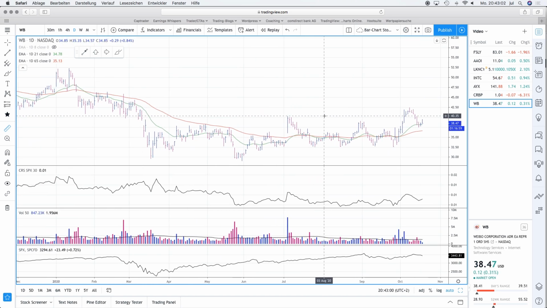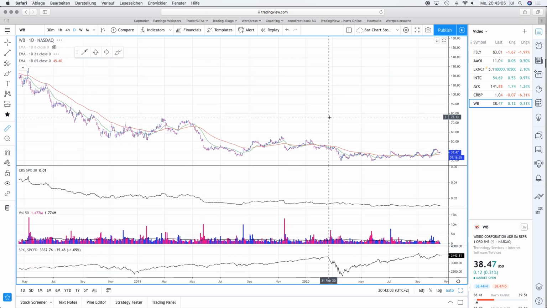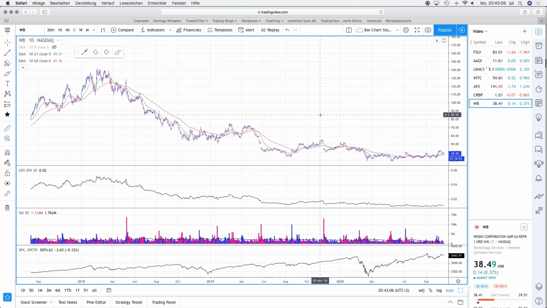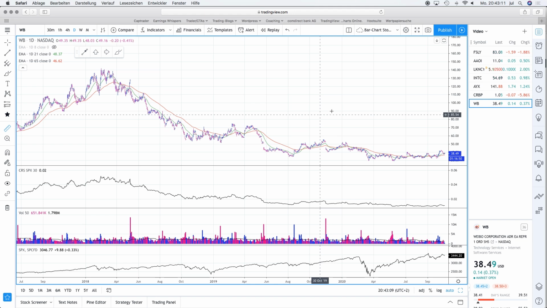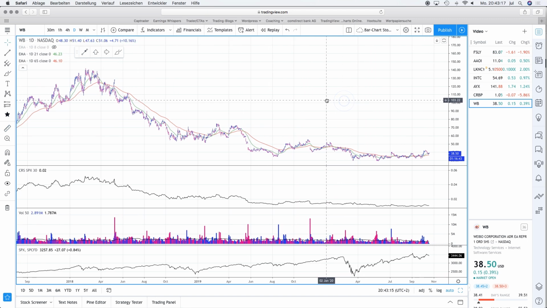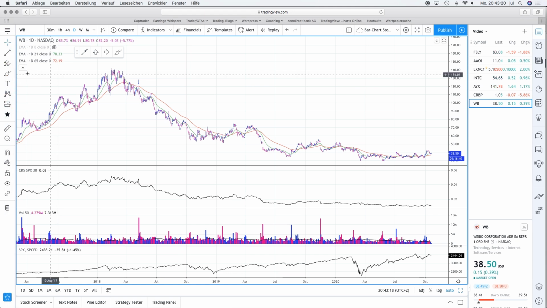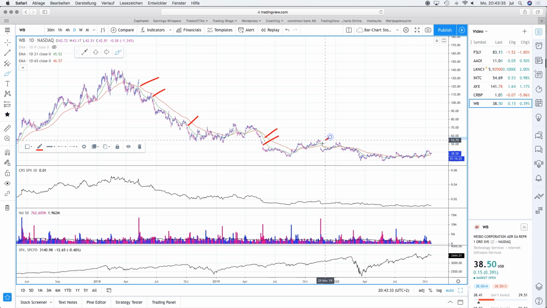Another type of gap down I want to show you is what Mark Minervini called a serial gapper. But the problem is serial gappers are very hard to find, and I only found this Weibo example here. You can see that this stock had a tendency to gap down, so it produced a lot of gap downs. They were not so big, but there were a lot of gap downs, and this is a typical sign of extreme distribution from institutions.